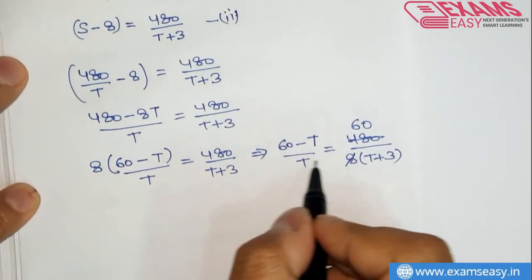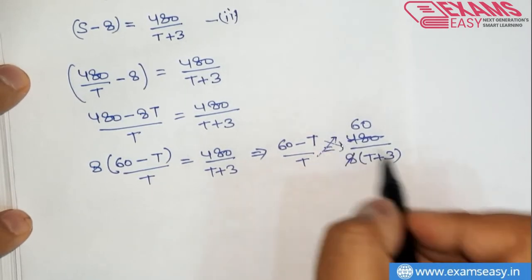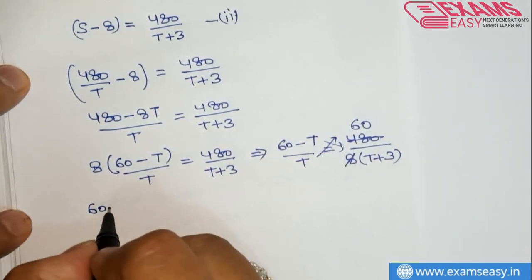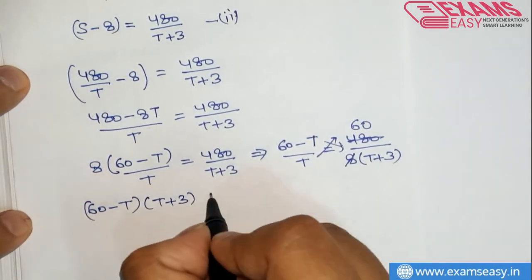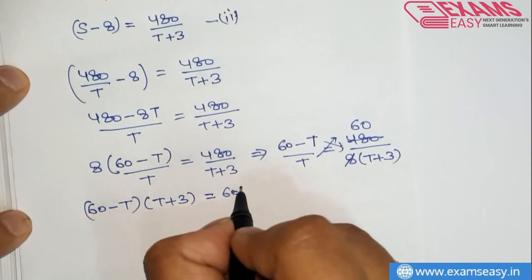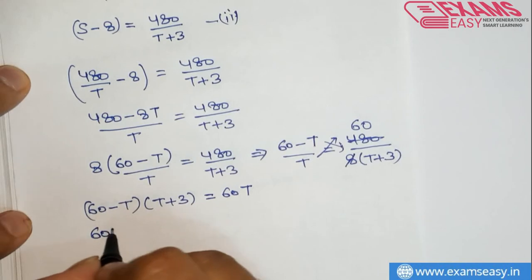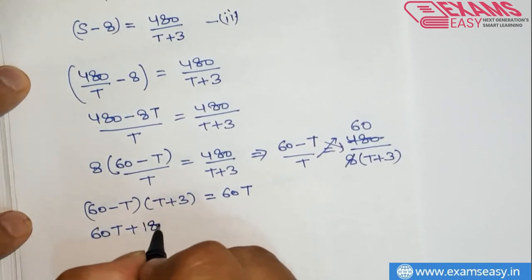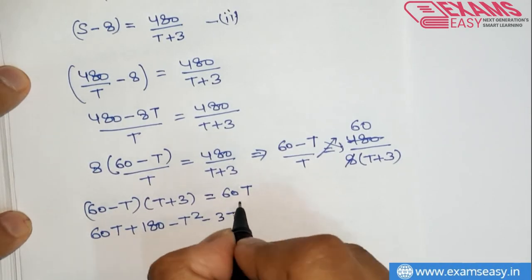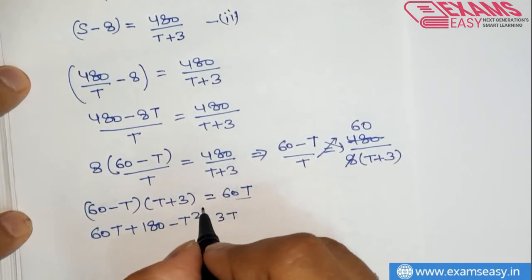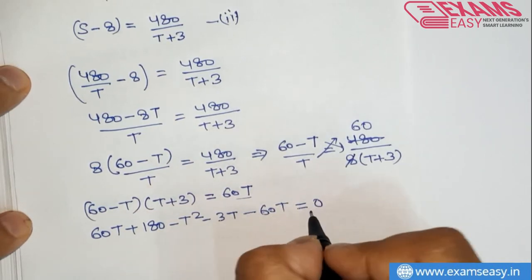Now we have somewhat simple calculation. So we cross multiply these two terms. So 60 minus t will be multiplied with t plus 3, and this will be equal to 60t. So let us multiply these two entities. It will become 60t plus 180 minus t square minus 3t, and if you bring this 60t to the left hand side, then it will become minus 60t and it will be equal to 0.